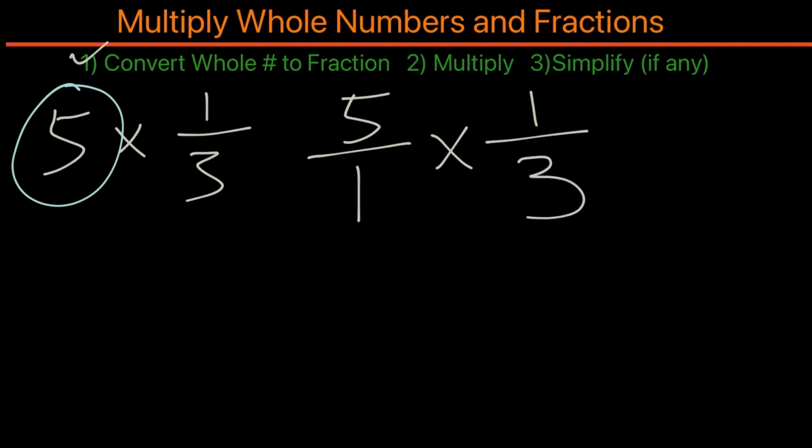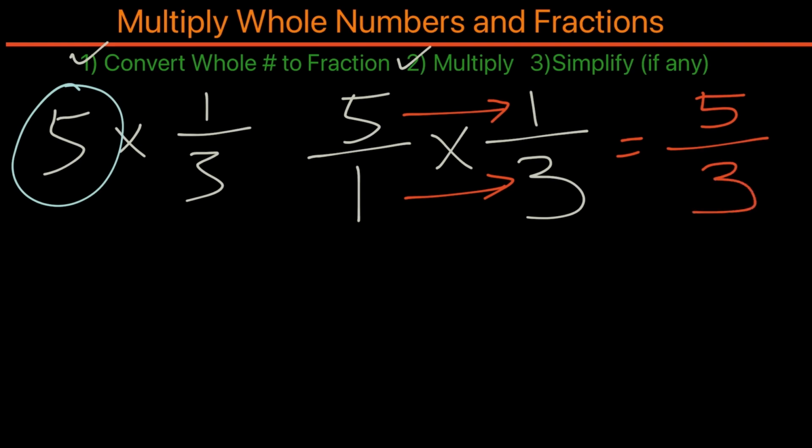So the next part that we wanted to do was to handle the multiplication. So what we would do is we would times 5 to 1 and 1 to 3, and that will give us 5 and 3. Next, we will try to simplify if we could. In this case, we have 5 and 3, so this is actually the final answer here.